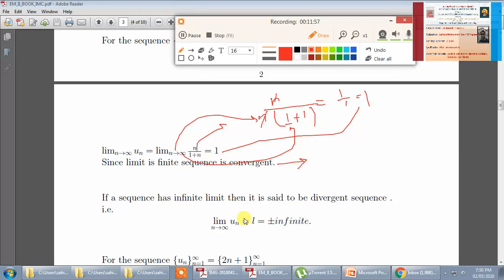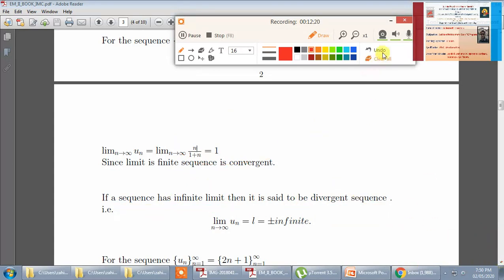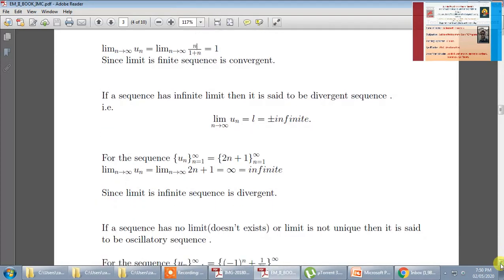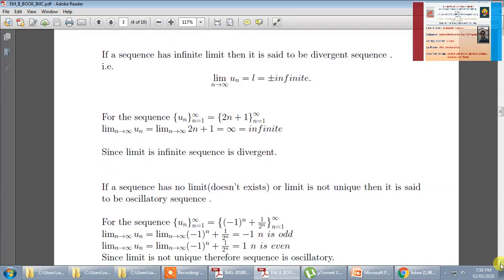Next is an example of a sequence with an infinite limit. I think I had already discussed this. If a sequence has an infinite limit, then that sequence is said to be divergent. We are now just dealing with sequences. We have not entered into series. Our unit is infinite series, but we are dealing with sequences only.